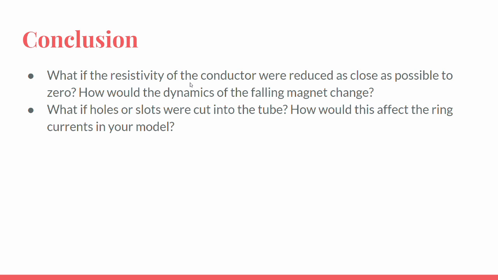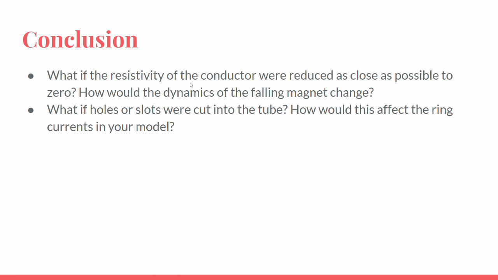So, going into these questions: what if the resistivity of the conductor was reduced to close to zero? Following Ohm's law, voltage is equal to current times resistance. As the resistance gets lower and lower, this allows a larger and larger current to equal the voltage that we had. So in terms of the dynamics of the magnet falling, it would take longer for it to fall because the current in the foil would be a lot stronger.